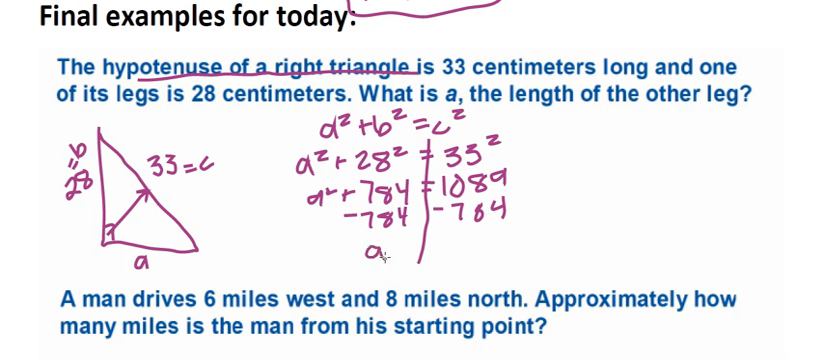And we get that A squared would be equal to 305. We take our square root, and that gives us that A is equal to, when we take the square root of 305, we get 17.46. Well, that 6 is going to round that 4 up, so we're going to make that 17.5. So that would be the other leg of that triangle.